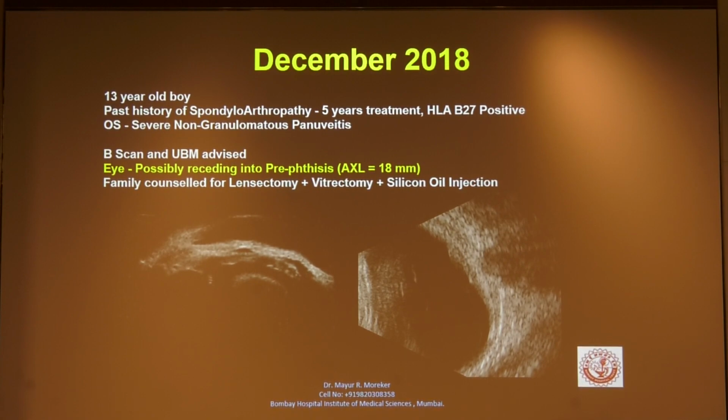You can see the severely disorganized anterior segment on the UBM with cyclitic membranes. So when you have cyclitic membranes on UBM, a picture like this, it is always best that you involve the posterior segment surgeon first up. So we counseled the patient for a lensectomy vitrectomy with a silicone oil injection.